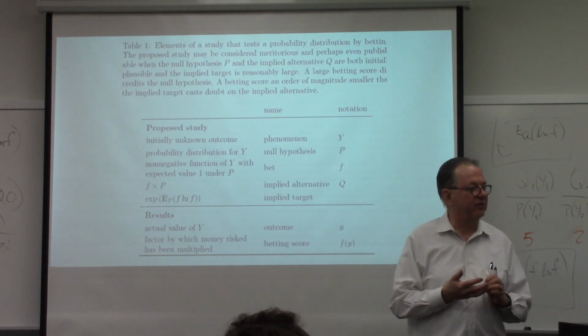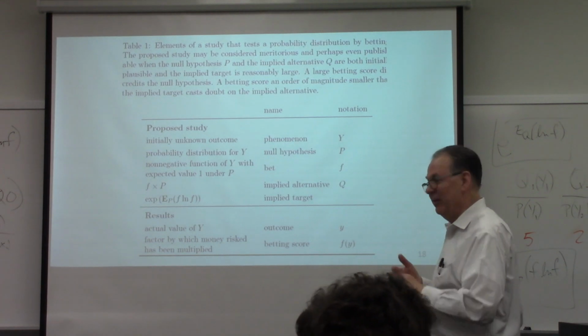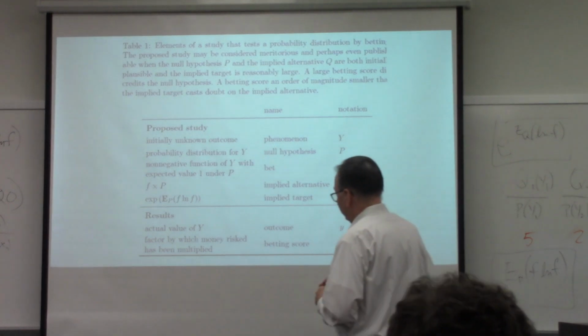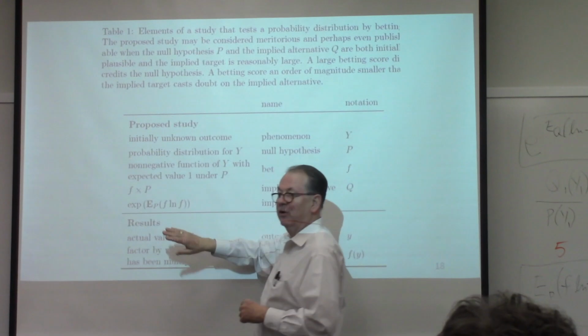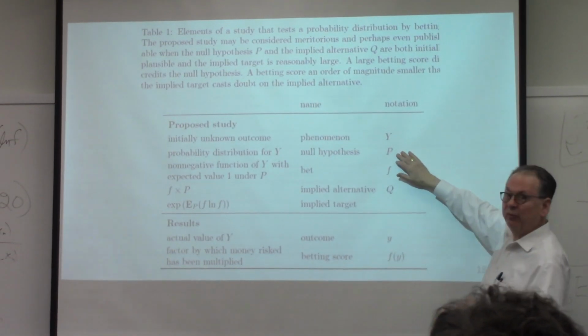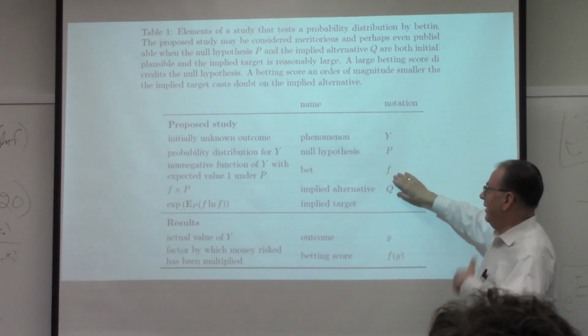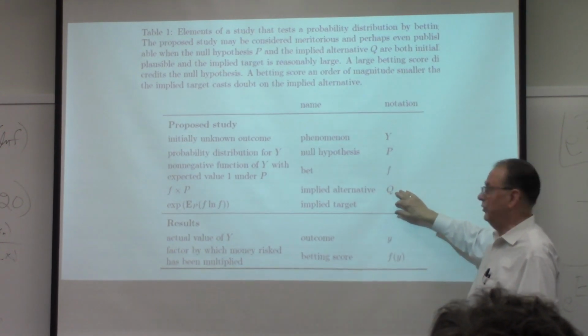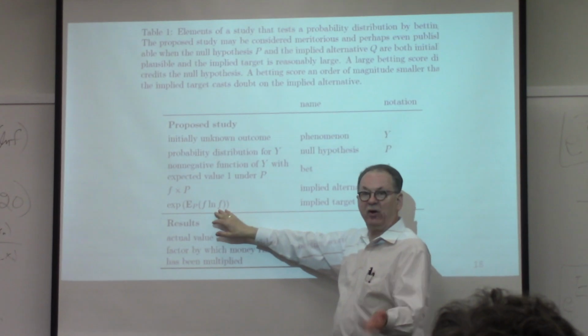So here is the way I would report a statistical test. First, we have a proposed study, and then we have the results. For the proposed study, you'd say: what is the phenomenon? What is the probability distribution that I'm testing? What is the bet I'm going to make? What is the implied alternative? And what is the implied target?